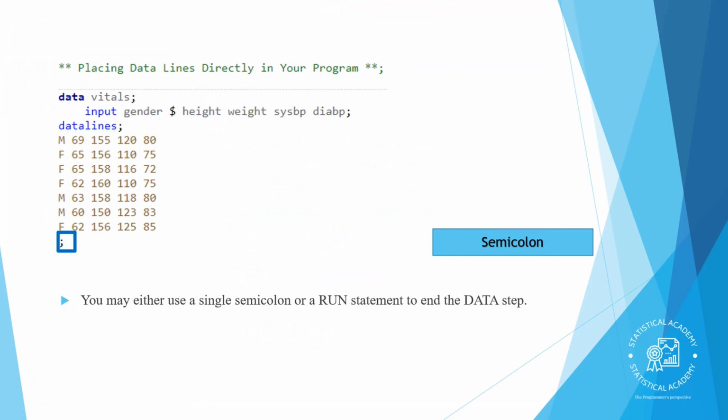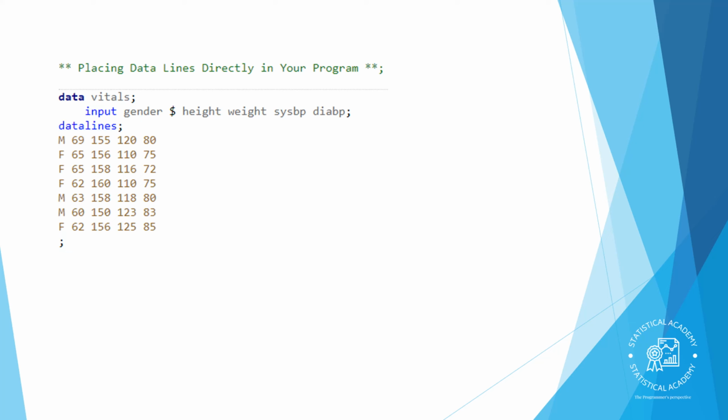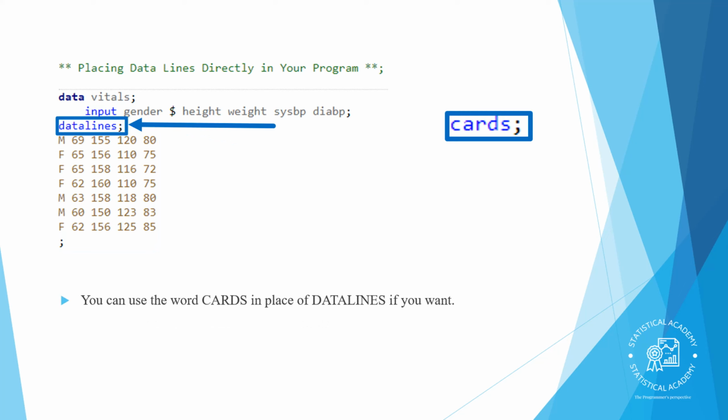You may either use a single semicolon or a RUN statement to end the data step. The lines of data must be the last element in the data step. Any other statements must come before the lines of data. You would probably not use datalines in real work, but it is extremely useful when you want to write short test programs. By the way, you can also write CARDS instead of DATALINES.